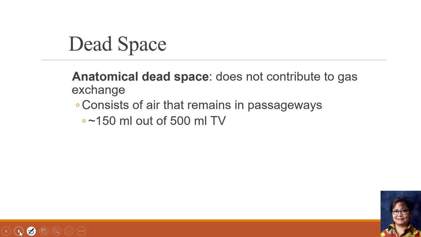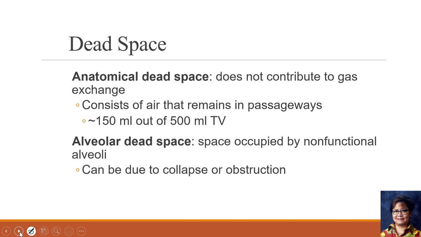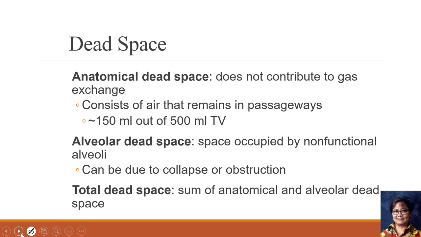Okay. Dead space. Anatomical dead space pretty much does not contribute to gas exchange and consists of air that remains in the passageway, about 150 ml of about 500 ml tidal volume. And alveolar dead space is the space occupied by non-functional alveoli and can be due to collapse or obstruction of the lungs. And the total dead space is the sum of the anatomical as well as the alveolar dead space.